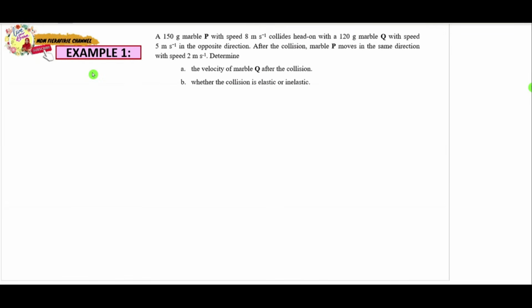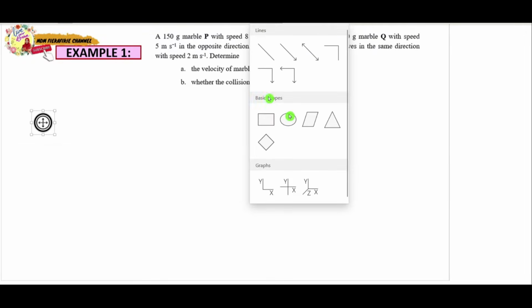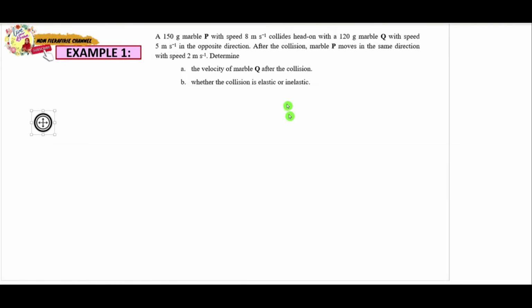Alright, we start with example number 1, where this example involve one-dimension collision. Okay, so let's read the question. We have 150 gram marble P. Alright, so I think I want to sketch marble P here. Okay, and then marble P moves with a speed of 8 meter per second, collides heads-on with a 120 gram marble Q. Okay, so we have marble Q, where marble Q move with the speed of 5 meter per second in the opposite direction. Okay, so we have another one here.